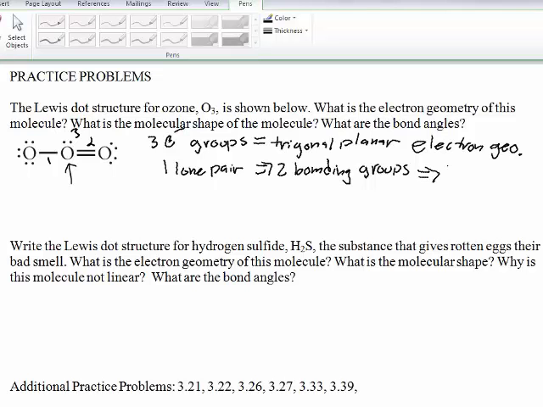That leads to bent molecular geometry. And what are the bond angles? 120 degrees, because we started with trigonal planar. So a better way to draw this might be like this. We have the three electron groups arranged in the trigonal planar electron geometry. When looking at the molecular geometry, you only see the O portion of the molecule, not this lone pair. So it's a bent molecule.